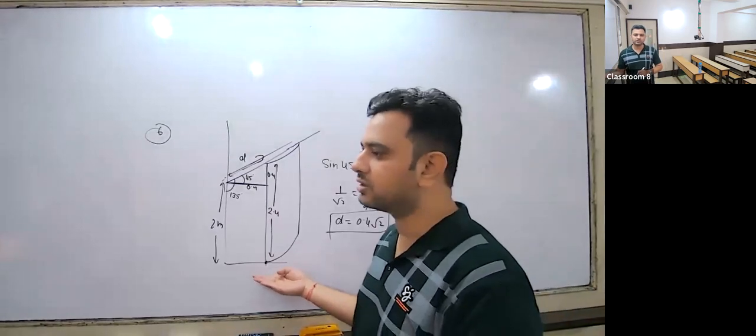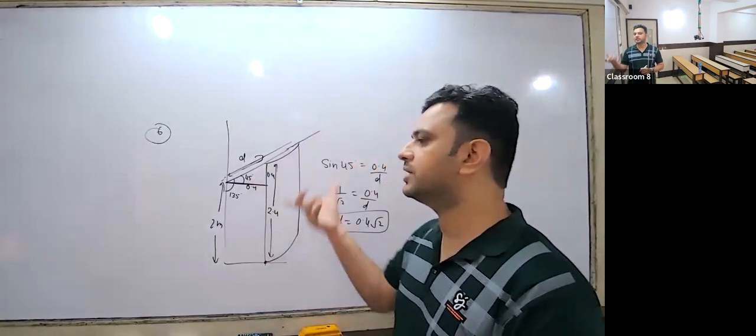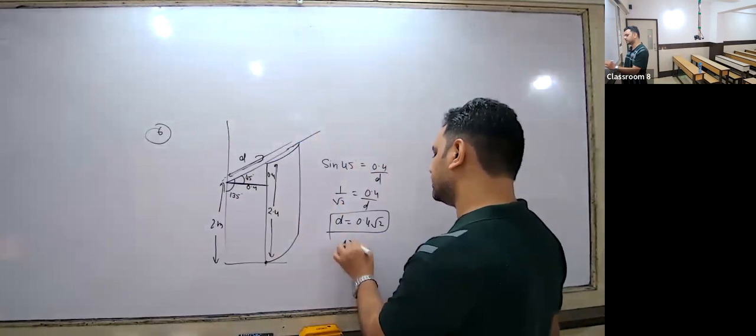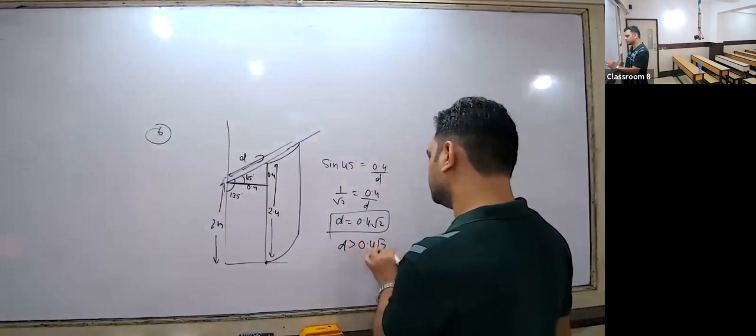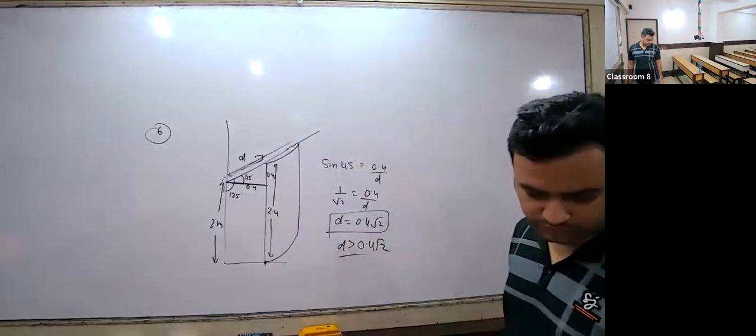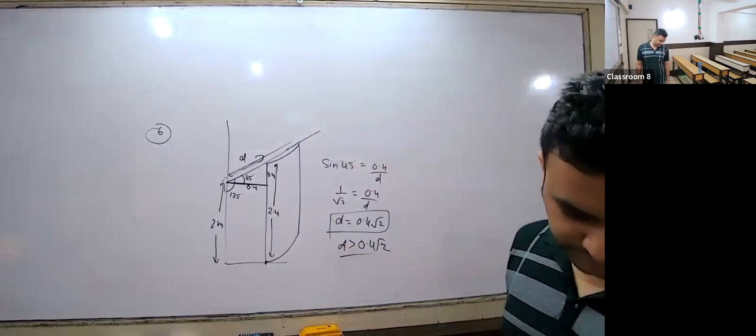This is the D when it is just touching the ground, but we don't want it to touch. So D should be greater than this value, greater than 0.04. Even not equal to. Got it?